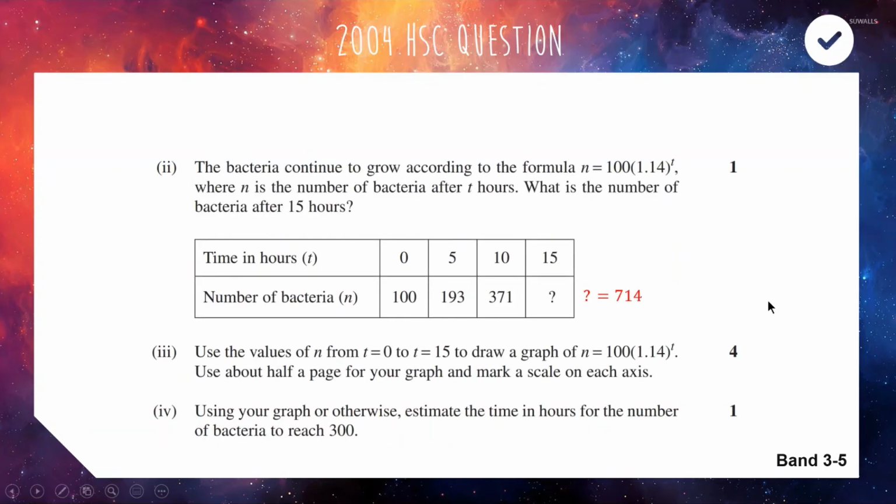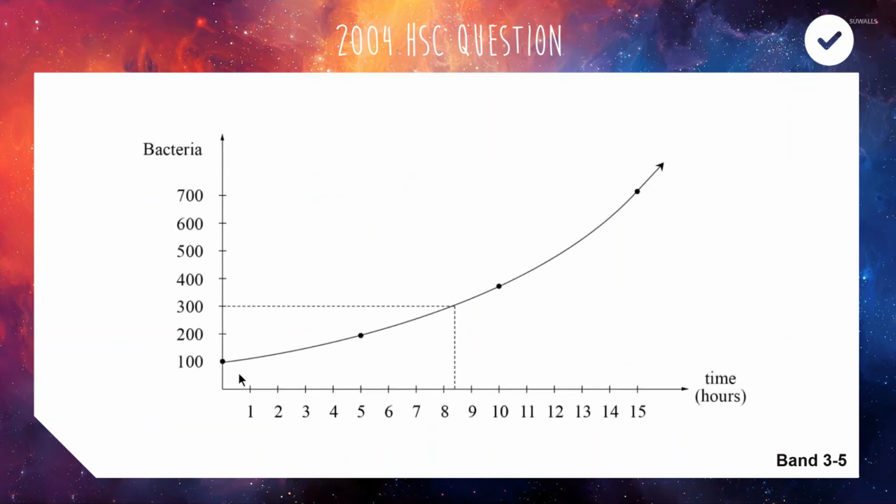Okay, and now to finish off, where it says using your graph or otherwise, estimate the time in hours for the number of bacteria to reach 300. Now, if you've done a good sketch for part 3, it makes this question really easy. If you've done a crappy sketch for part 3, it makes part 4 really hard. So we're trying to see the time corresponding to a bacteria of 300. So bacteria was, let's have a look again, the vertical axis. We're trying to find the time.